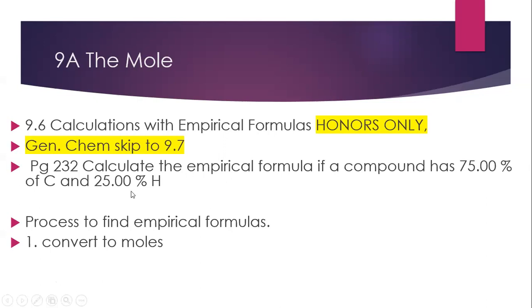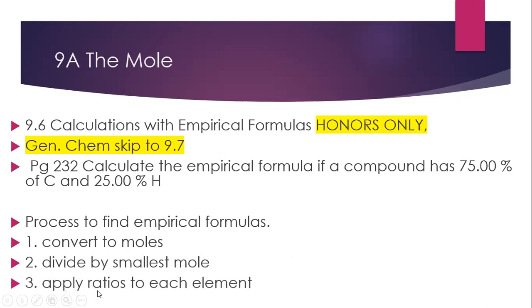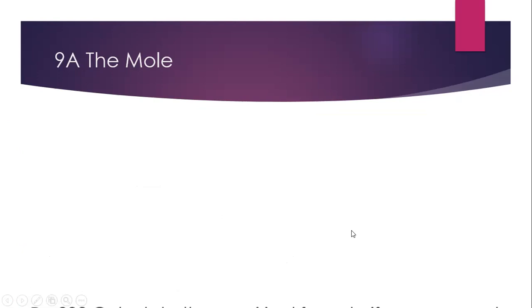Okay, so you take those grams and you first convert them to moles. Once you've converted them into moles, you look at each number, moles for hydrogen and carbon, and you divide each number by the smallest mole. Whichever one's the smallest, you divide both by the smallest mole, and then you get two numbers, and we're going to apply those numbers as a ratio to each element. You put that number with hydrogen and that number with carbon. Okay, let's go ahead and look at this problem.